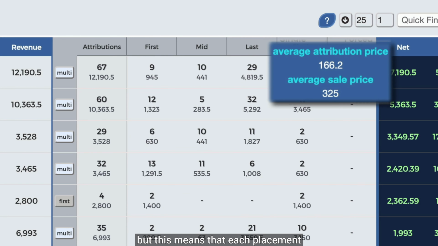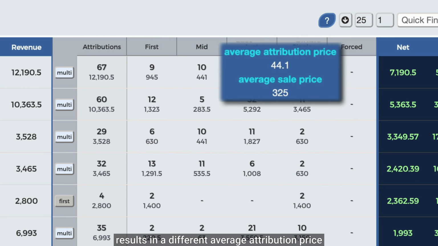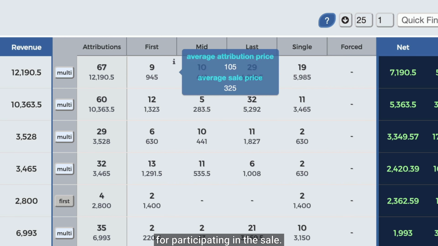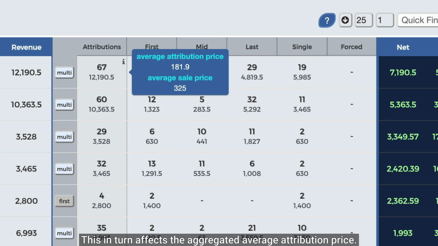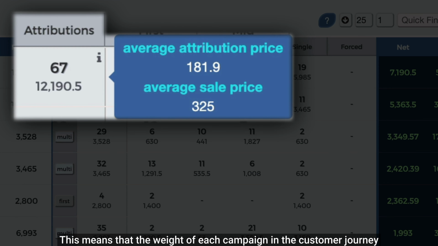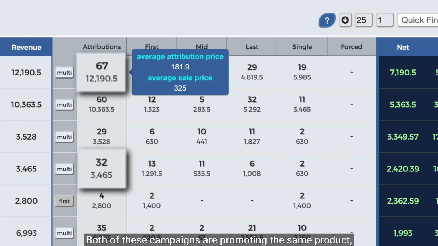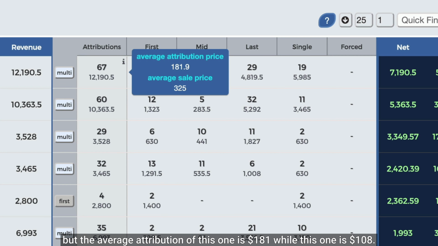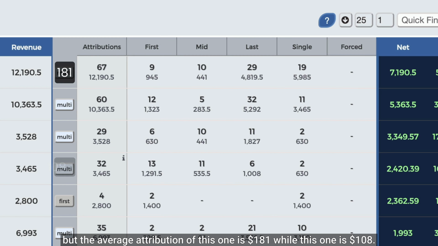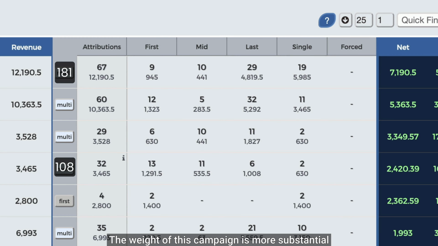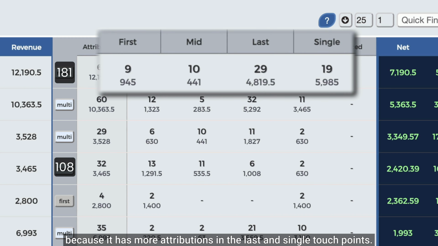You may have guessed it, but this means that each placement results in a different average attribution price for participating in the sale. This in turn affects the aggregated average attribution price. Now this is important. This means that the weight of each campaign in the customer journey is reflected mathematically by this aggregated average attribution price. So for example, both of these campaigns are promoting the same product, but the average attribution of this one is $181, while this one is $108. The weight of this campaign is more substantial because it has more attributions in the last and single touch points. We credit the most value to these positions in our definition.